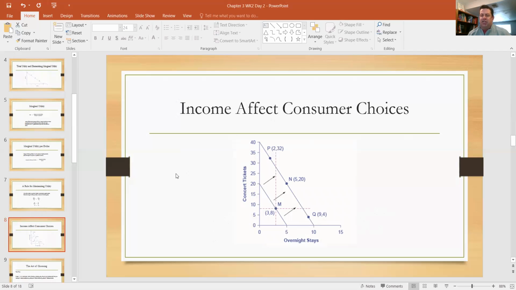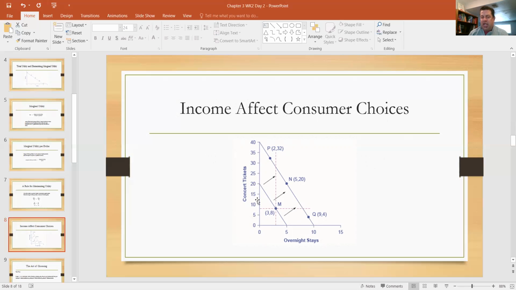The income effect on consumer choices. There's an example again in the chapter, so make sure you read the chapter, about a lady that's purchasing concert tickets as opposed to overnight stays. In the beginning, she has $1,000 to work with. So that would be our first line here. I think the concert is $50 and the overnight stays are $200. So she could purchase as many as 20 concert tickets, and that would be right here on the line.